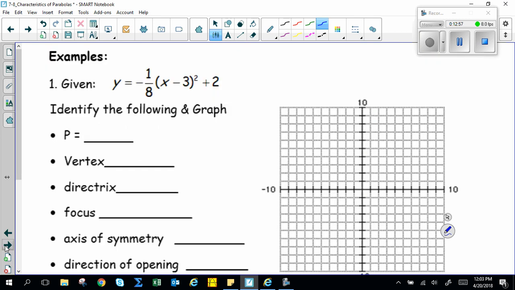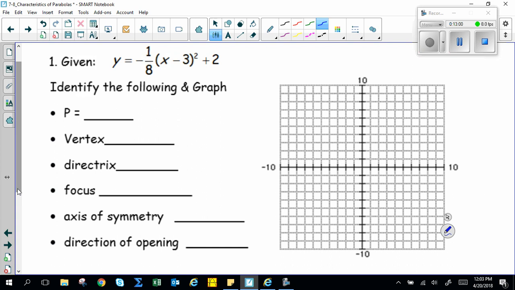All right, so what way is this parabola going to open? Down. It's going to open down. Does it say direction? Yes. And I know that because, one, it's y equals, so y equals will be up or down, and because my a value is negative, I'm going to open down.